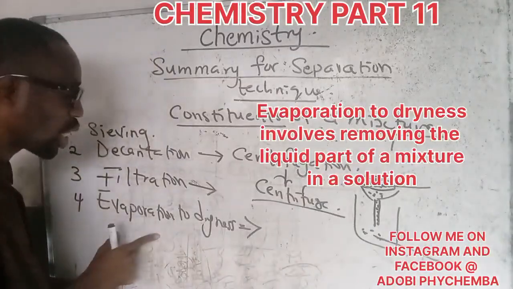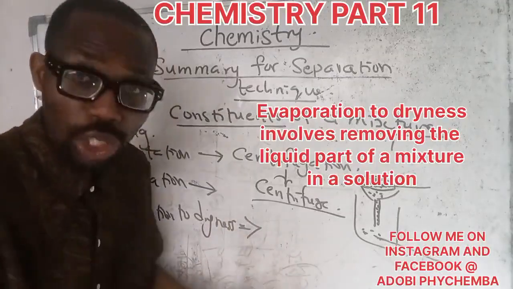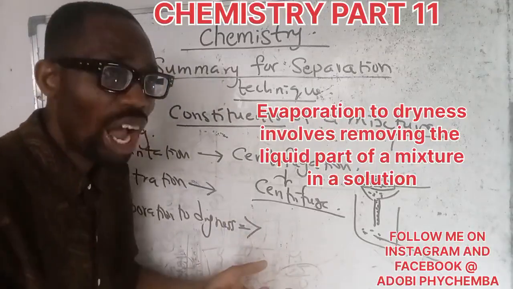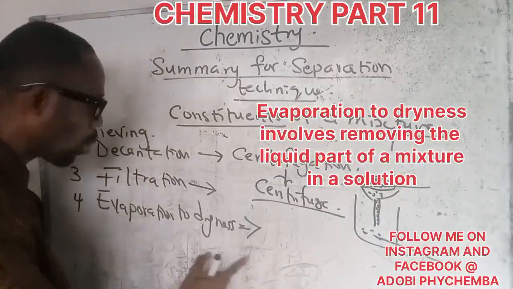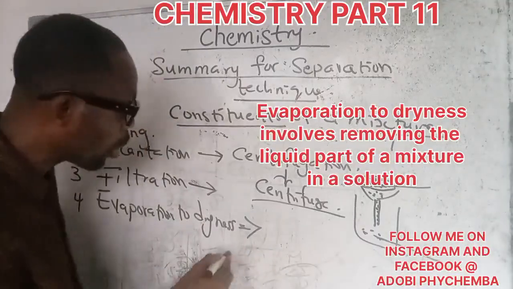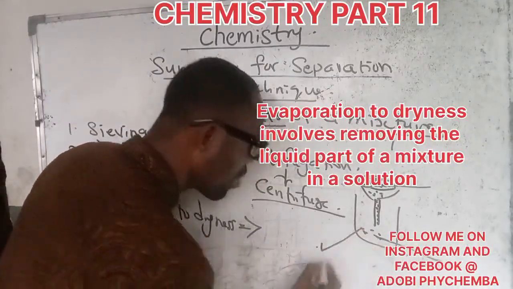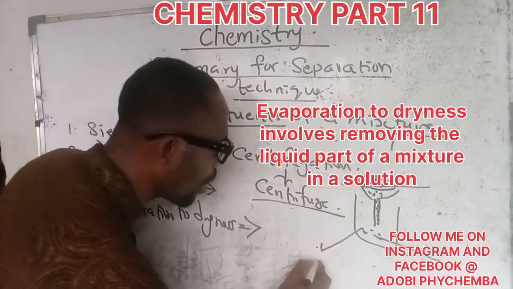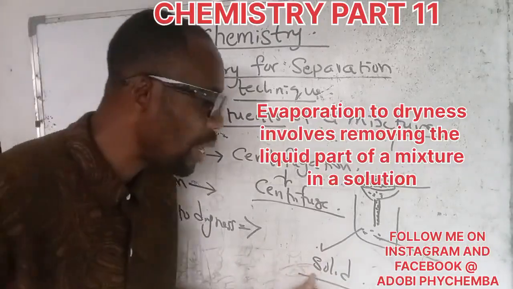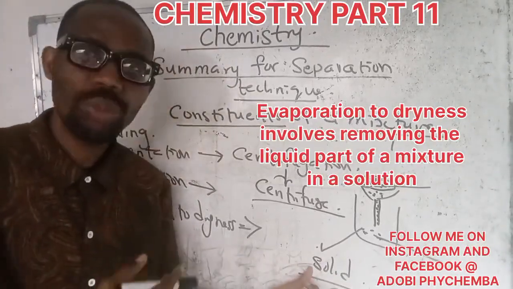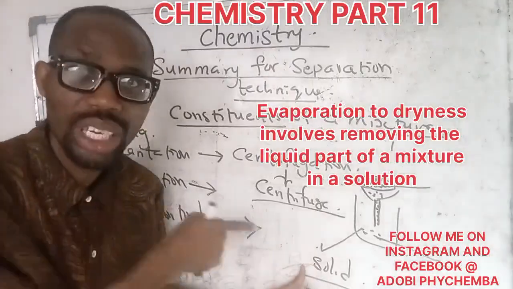So evaporation to dryness can be used to separate mixtures that also have a solution. When you heat that solution, that's why we call it evaporation to dryness, the liquid part of the solution will evaporate, escape, leaving behind the solid. But this evaporation to dryness might not be the best for some salts or substances or mixtures that can be destroyed when you heat them directly.